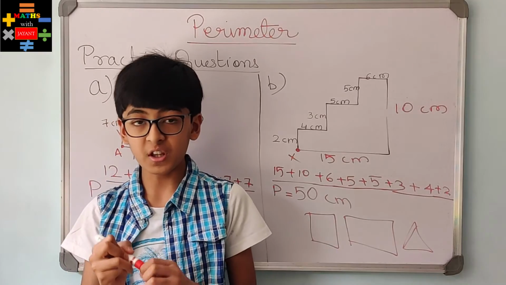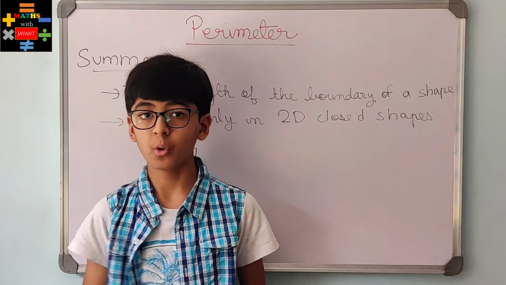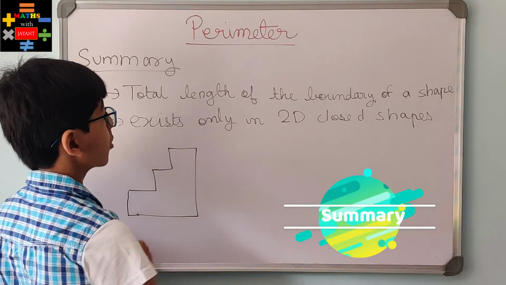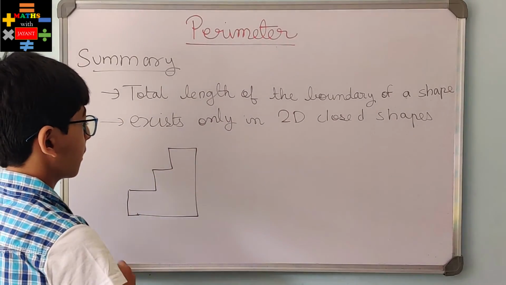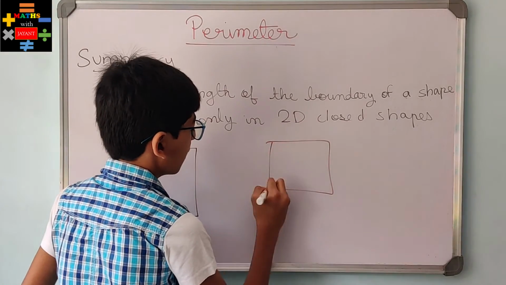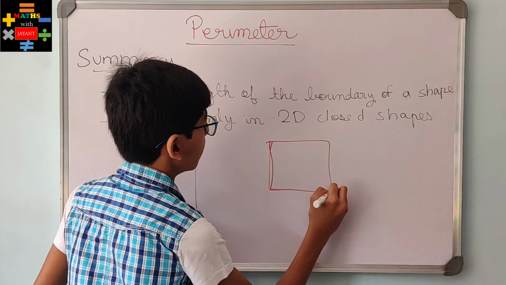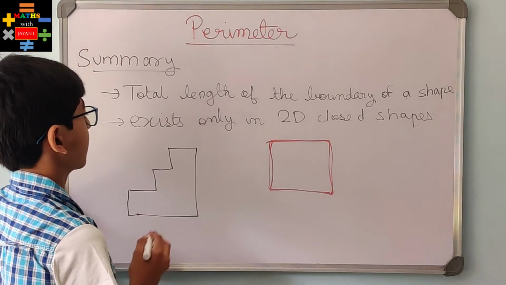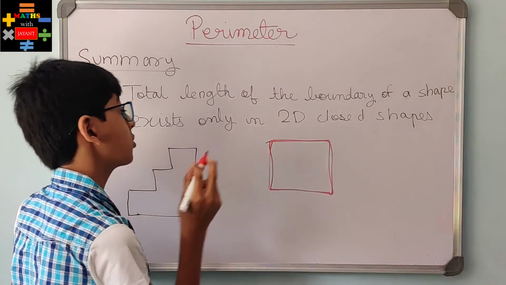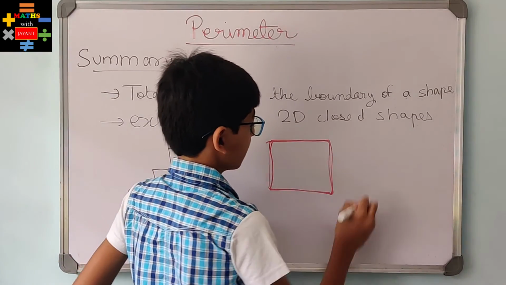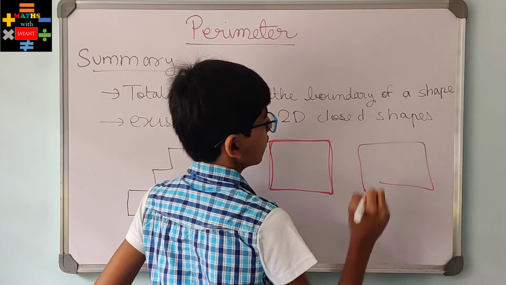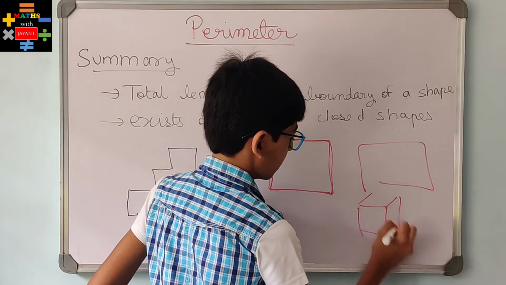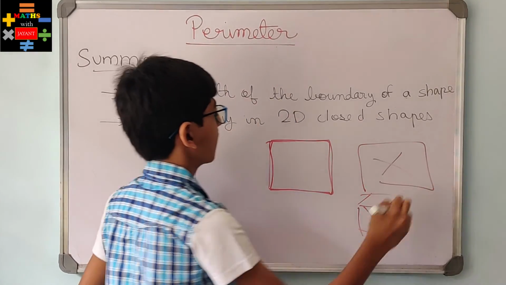Let us just recap what we have learned. So let us summarize. First, we learned that perimeter is the total length of the boundary of a shape. So if I draw a shape here, it is the total length of the boundary of this shape. Then we learned that this perimeter exists only in 2D closed shapes. That means it would not exist in open figures and nor would it exist in 3D shapes. So in these figures it won't exist.